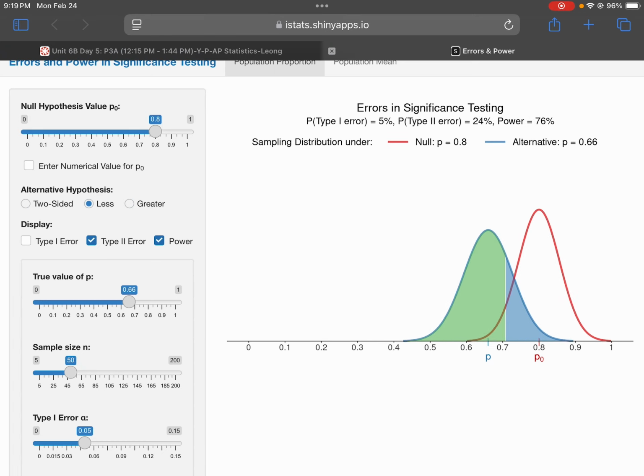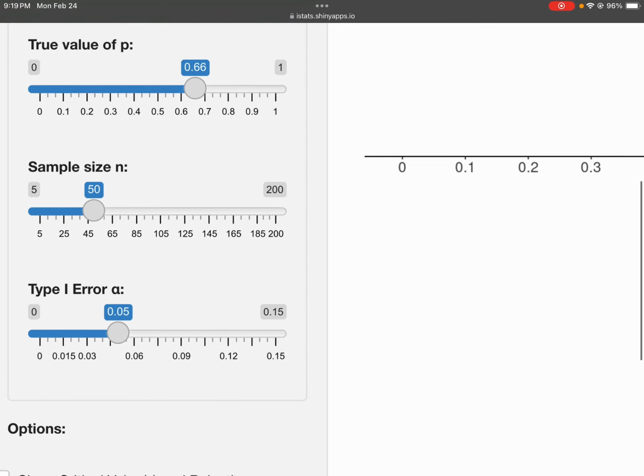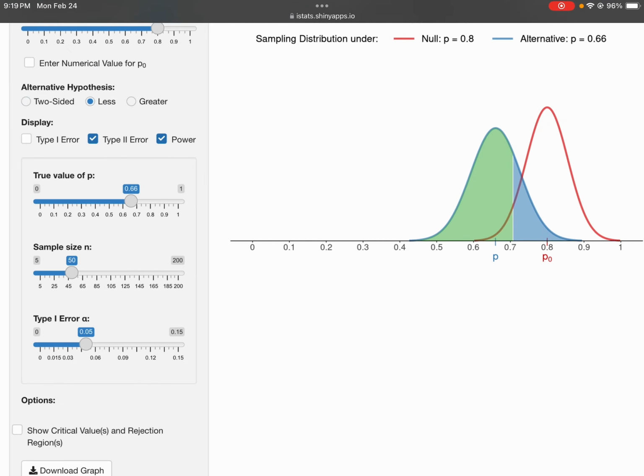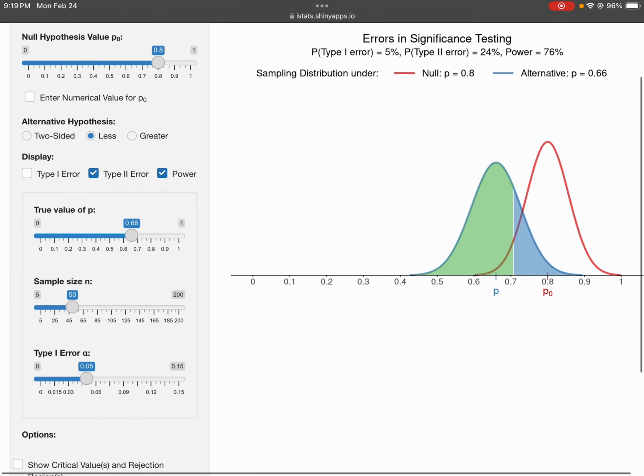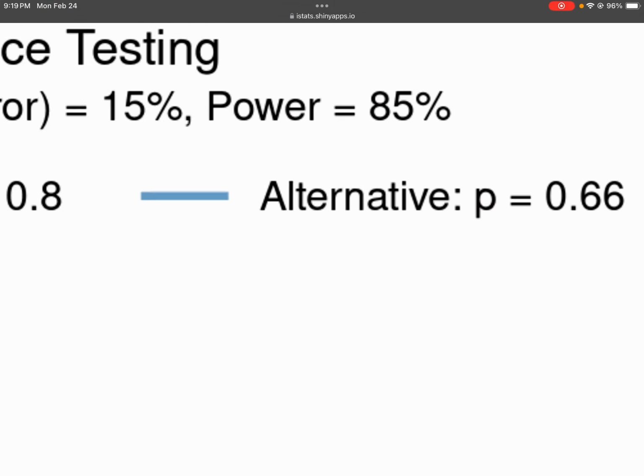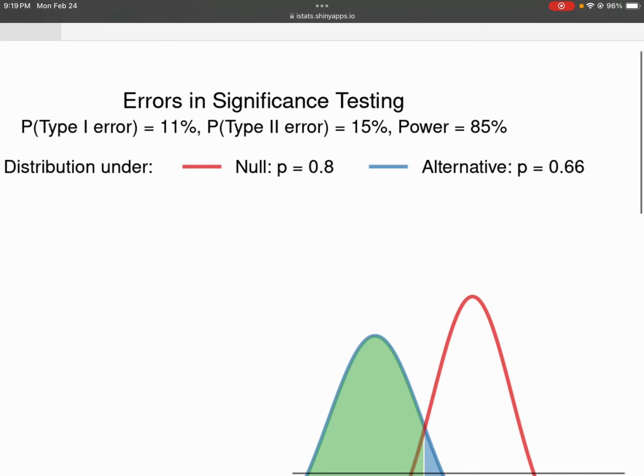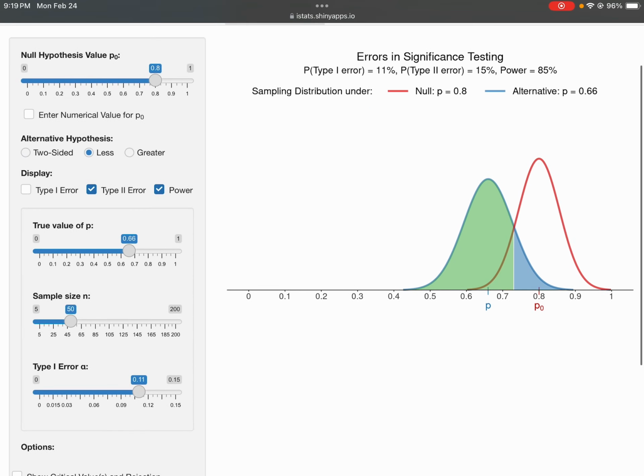And then the last thing we're going to do is look at what happens when we change the significance level, alpha. Let's see what happens if we increase alpha. You can see the power went up to 85%. If you think of it this way, increasing the significance level just makes it easier to reject the null hypothesis. And rejecting the null hypothesis is required if your goal is to correctly find evidence for the alternative.